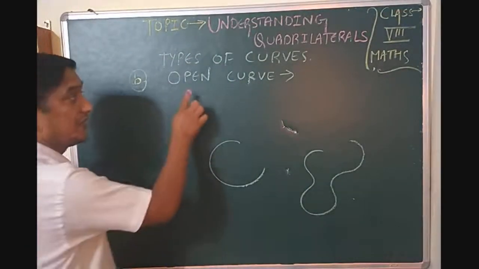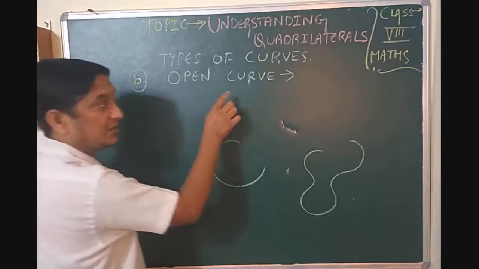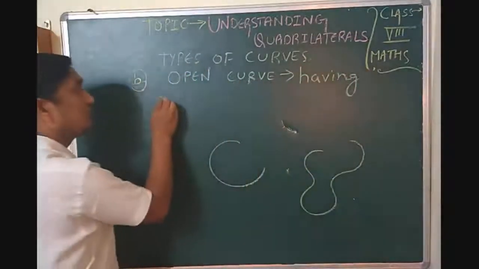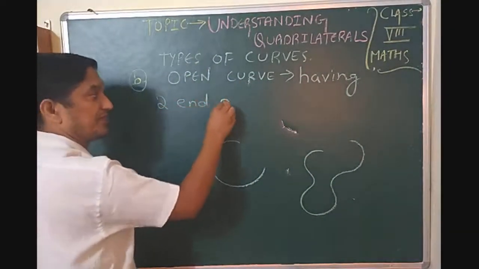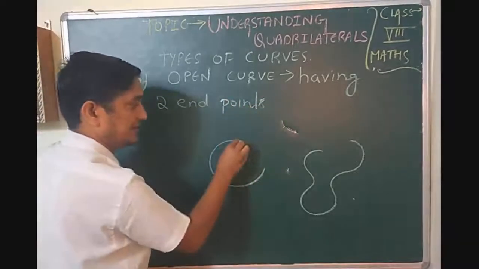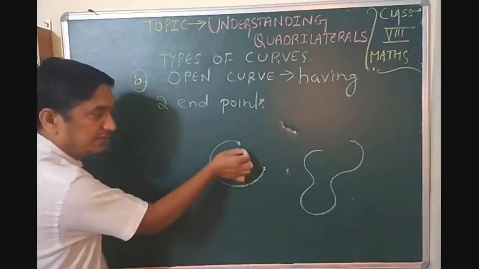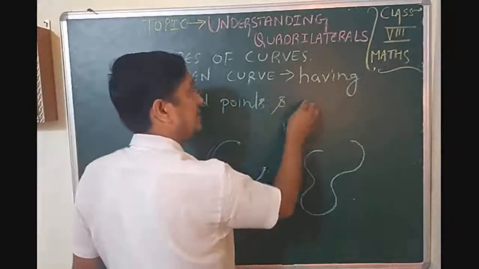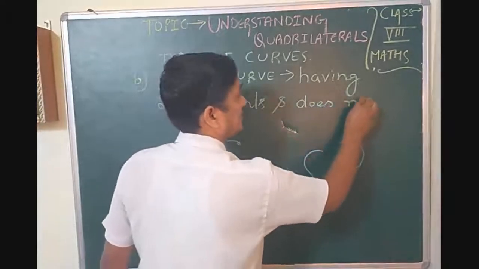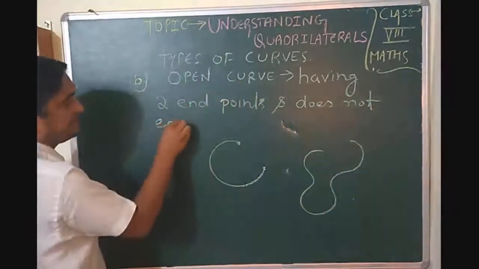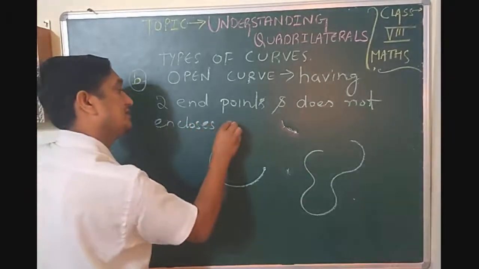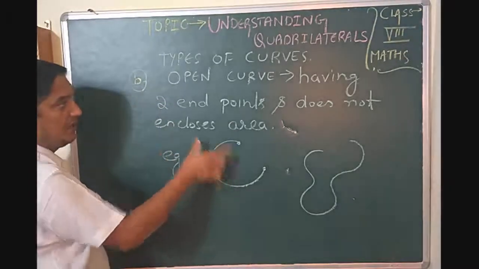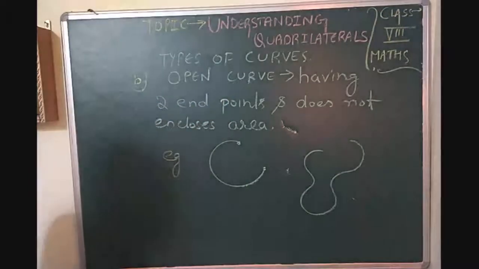So children, you have to say that open curves are those curves that have two endpoints, like this. This is the first one, this is the second endpoint. They are not meeting at the endpoints. Having two endpoints and not enclosing an area, such type of curves are called open curves.